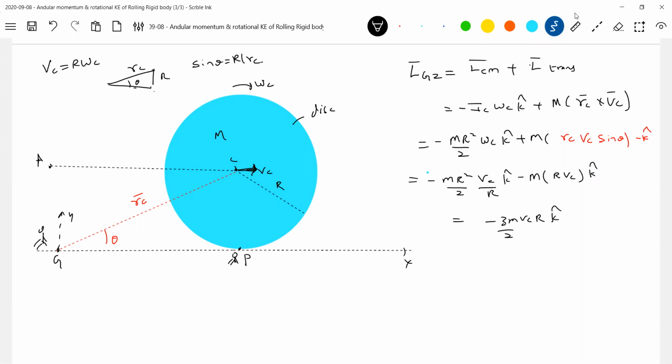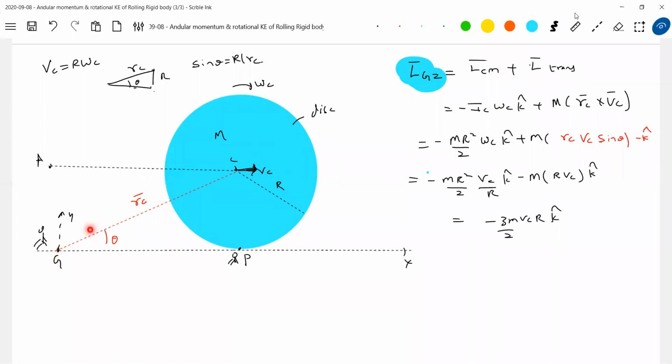This is angular momentum. What is the axis? Where is the axis? The axis is passing through point G and perpendicular to plane. LGZ. Please do remember, this is very important. You should know where the axis is. If you don't know that axis, there is no use of learning this.